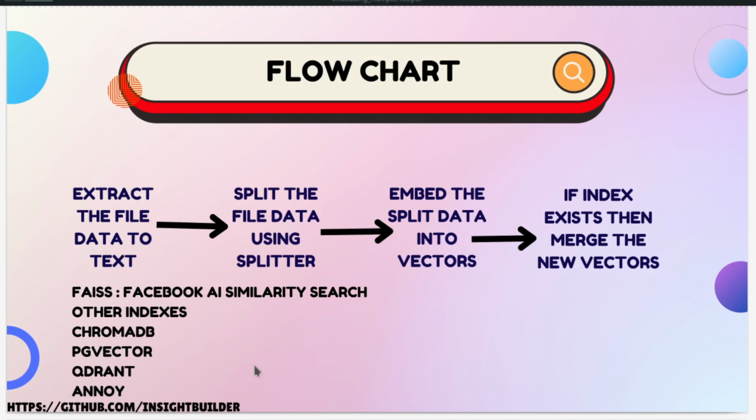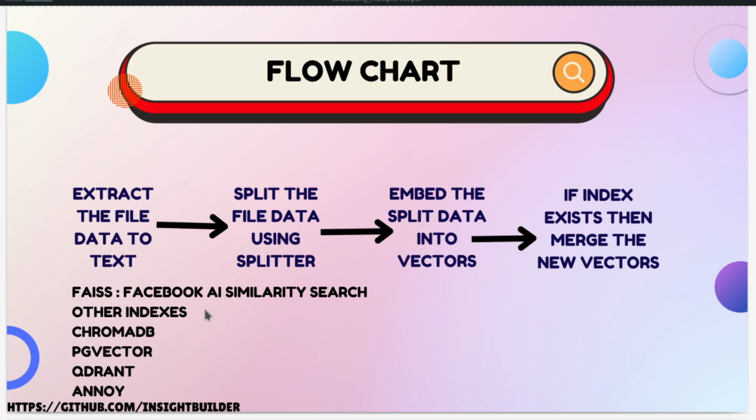So what is the flow that we are going to follow? First and foremost, we need to extract the file data to text. We need to split the file data using a splitter. We need to embed the data, and then check if there is an index already existing. Then we merge it with that index, or else create a new index. This is the flow that we are going to follow for all the files.